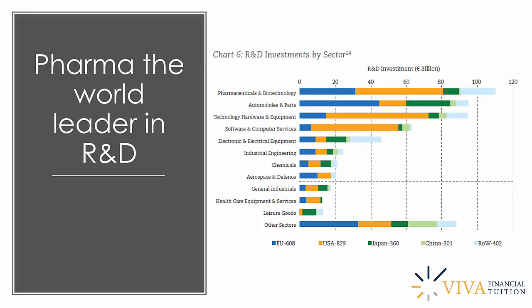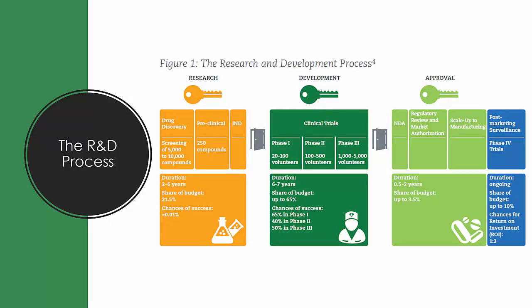And you can see there automobiles are coming in at second, technology, hardware and equipment third, and then all the other sectors really come way, way behind in terms of spending and investment on research and development. And that really underlines the crucial importance of research and development for the pharmaceutical industry, and we'll see why that's the case a little bit later on.